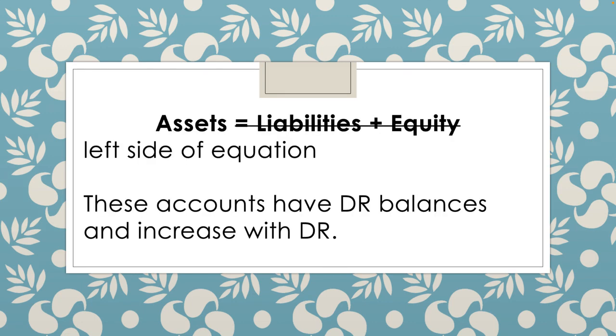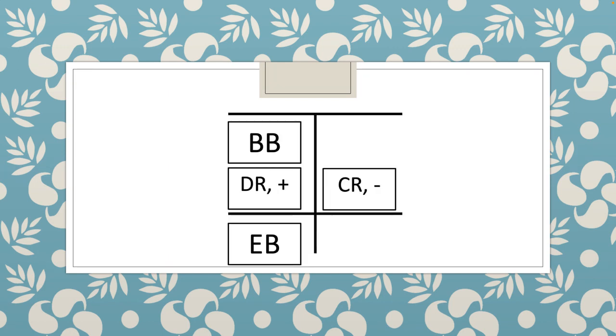Remember that assets are on the left side of the equation. And because they're on the left side of the equation, these accounts have debit balances and increase with a debit. And so assets would be accounts like cash, accounts receivable, inventory, prepaid rent, prepaid insurance, supplies, buildings, land, equipment, patents, copyrights, goodwill, anything a business would own or have a right to.